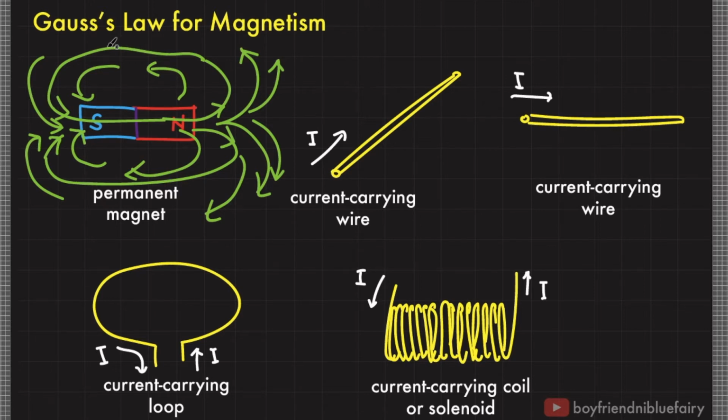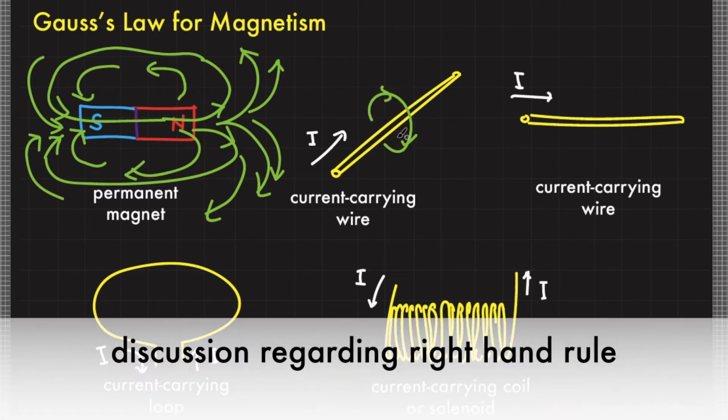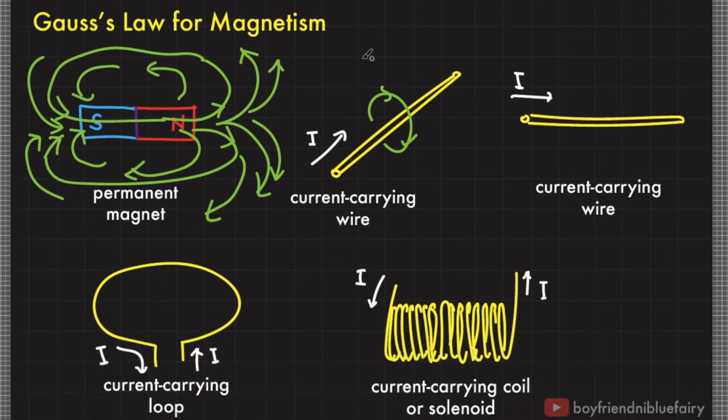Now, for a current carrying wire, this presents a much clearer picture of magnetic field lines, because when you have a current carrying wire and the current moves this way, then using the right hand rule, the magnetic field just circles around the wire. Using the right hand rule, if I point my thumb in the direction of the current, then the direction of my fingers when I curl them around this wire is the direction of the magnetic field. So again, you just need to use the right hand rule to determine the direction of the magnetic field.